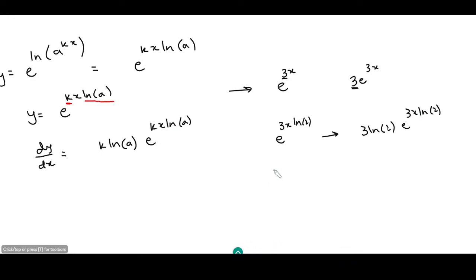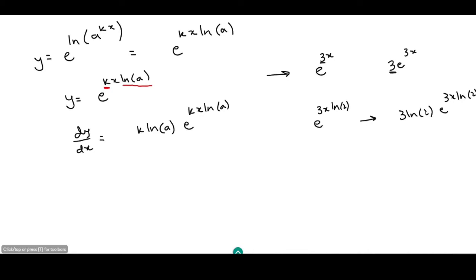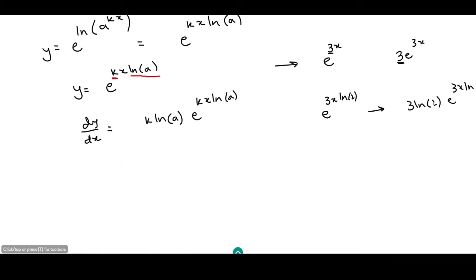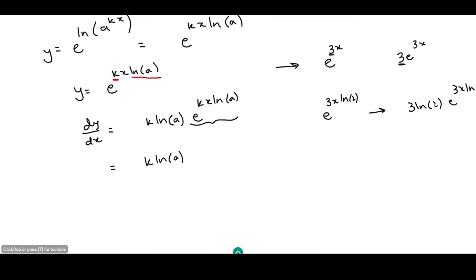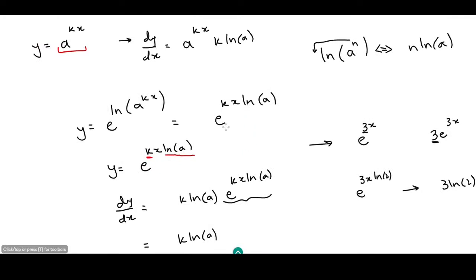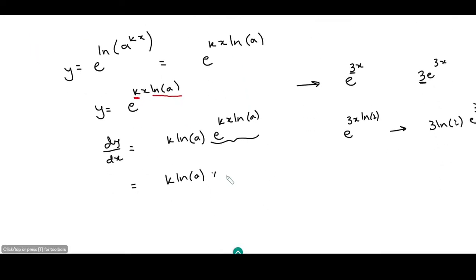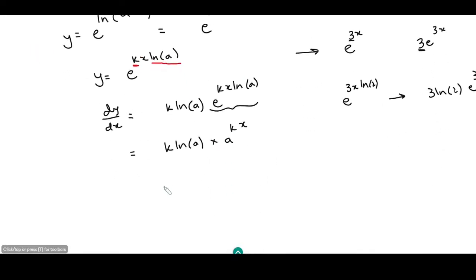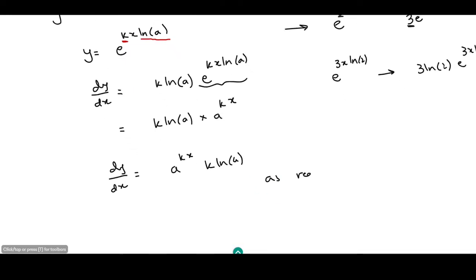Once we've done this, we've almost finished the question. So we have k ln of a times this quantity, which, remember, is just a special way of showing this, because we haven't actually changed the value. So we have times a to the power of kx, and so we have that dy by dx is a to the power of kx times k ln of a, as required.